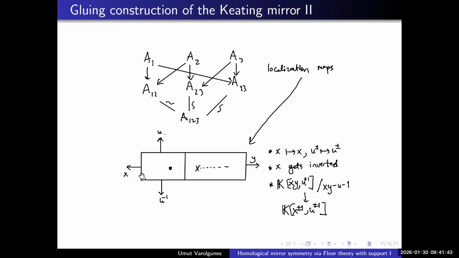And the point is that X times Y, so X used to be not invertible. But when you go to the smaller domain, X becomes invertible. So this actually is a map that localizes at X.